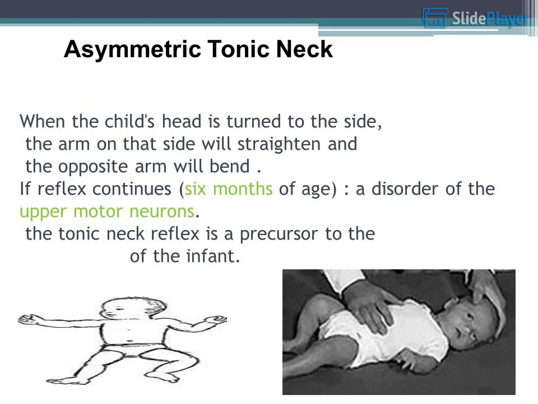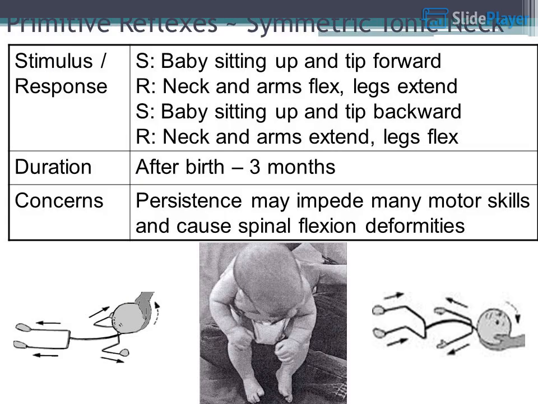Asymmetric tonic neck: when the child's head is turned to the side, the arm on that side will straighten and the opposite arm will bend. If the reflex continues past 6 months of age, it may indicate a disorder of the upper motor neurons. The tonic neck reflex is a precursor to the hand/eye coordination of the infant. Primitive reflexes: symmetric tonic neck.